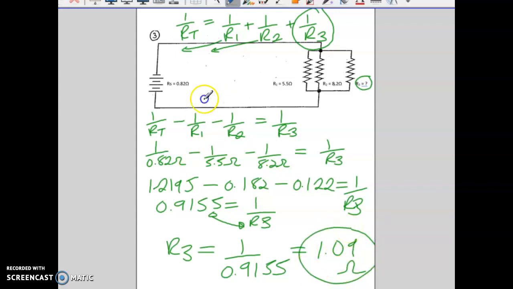Okay, so this method works no matter which resistance you are looking for. If you're looking for R1, that means you would move over R2 and R3. If you were looking for R2, you move over 1 and 3, right? So you always move over whatever you are not trying to solve for. You want the one that you are trying to solve for to be the only thing on that side.